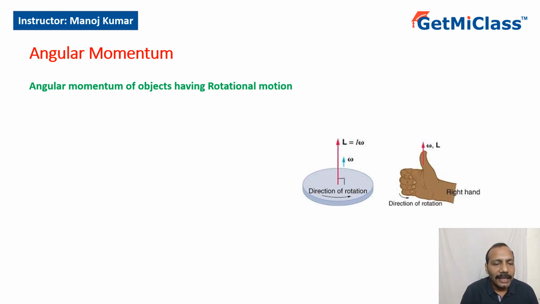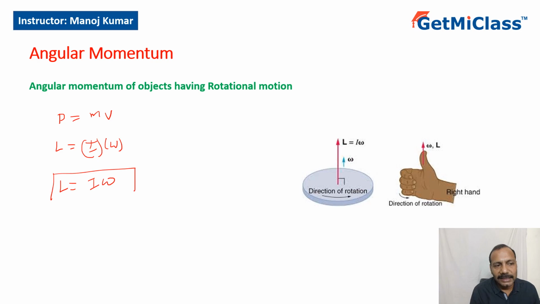Now let's look at angular momentum of bodies which are having angular motion. Because we know angular momentum is the rotational analog of momentum, whatever momentum does in linear motion, the same function is done by angular momentum in angular motion. So here we know that normal momentum p equals what? m into v. So what is equivalent to mass in rotational motion? It is moment of inertia. What is equivalent to velocity in rotational motion? It is angular velocity. So I have L equal to I omega. This is what angular momentum is given by for bodies which are under rotation.